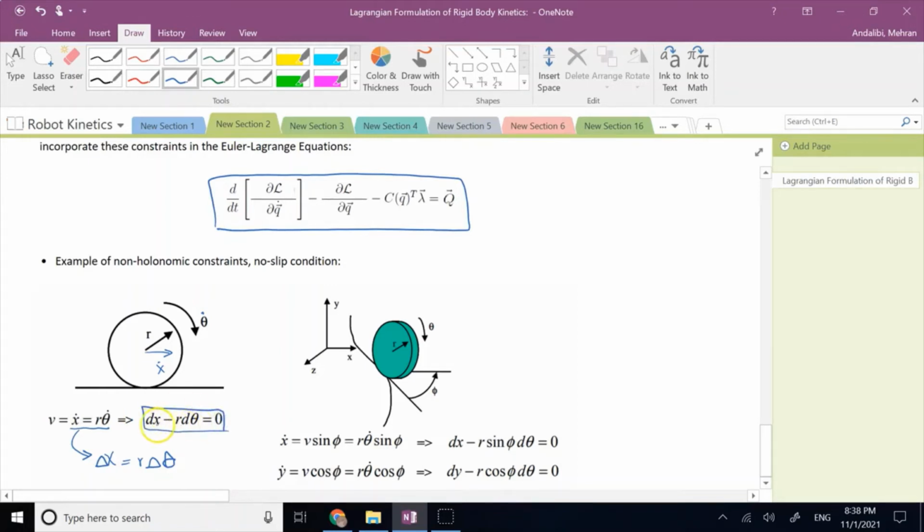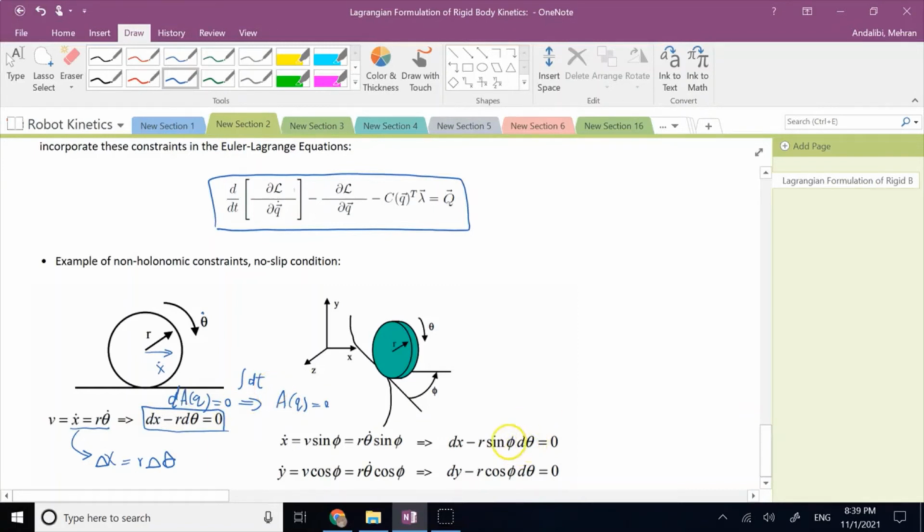And you cannot really write it in general, as I said, as a complete differential of something equal to 0. If this is something like d of a of q equals 0, then you can integrate both sides and say, well, if I integrate both sides versus time, then it becomes what? A of q equals 0, which is a holonomic constraint. When this left-hand side is not a complete differential, then you cannot integrate it versus time.